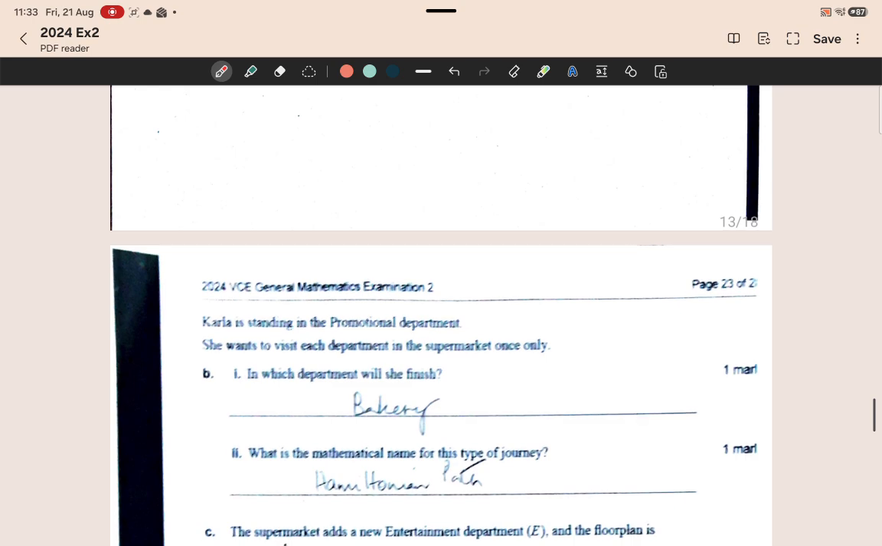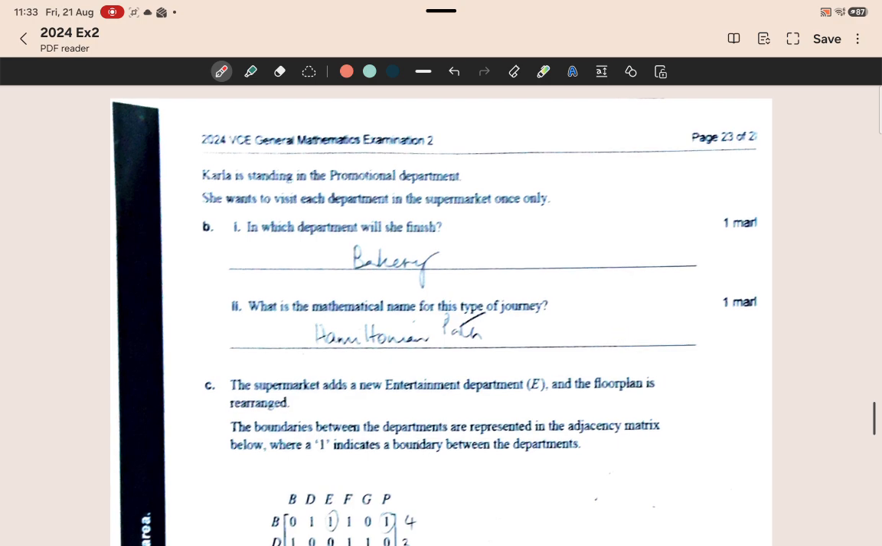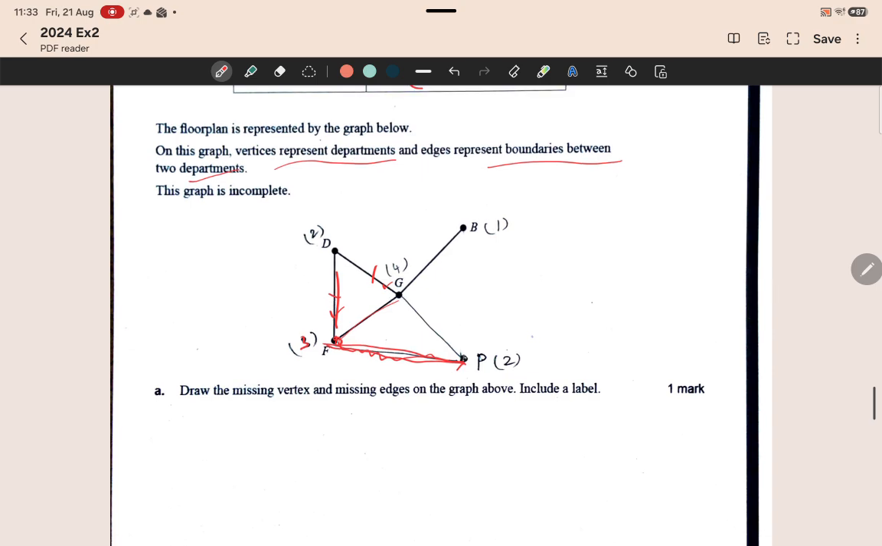Okay. The next question, sorry, the print is not great, but I think if you have a paper in front of you, you should be able to get it. Carla is standing in a promotional department. She wants to visit each department in the supermarket once only. In which department will she finish? And so she's standing at P. Now, wherever you see will finish, it usually refers to the degrees. So if you've used degrees in the previous part of the question to answer, it should be relatively easy.